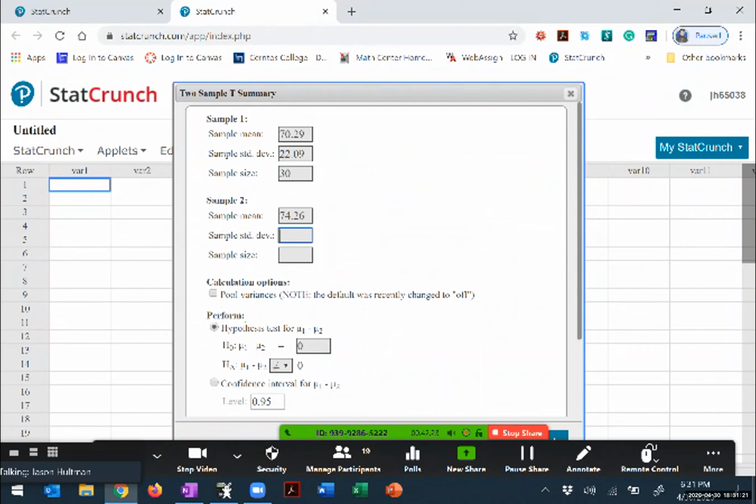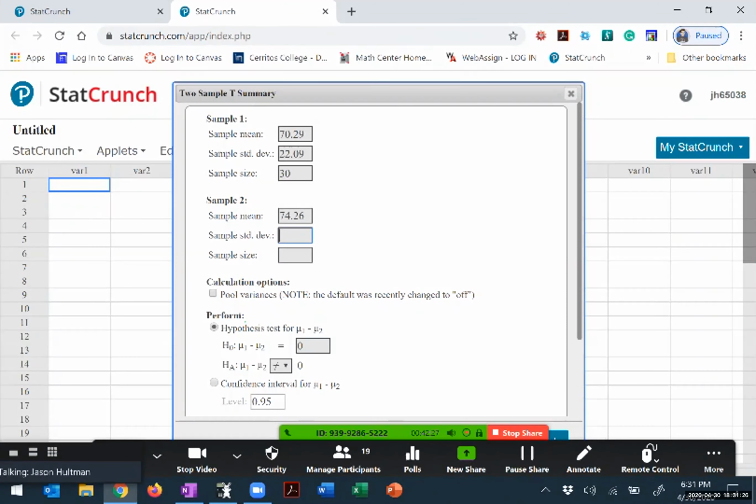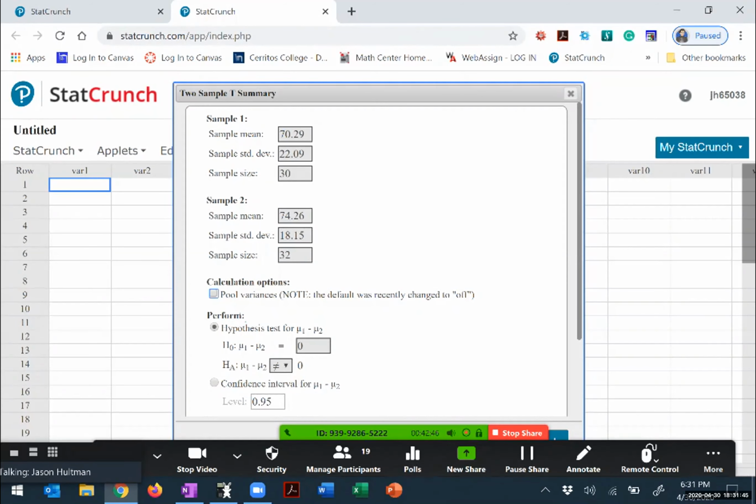For the second group, the sample mean was 74.26. Our sample standard deviation was 18.15. Sample size is 32. Do we want to pool our variances? No.